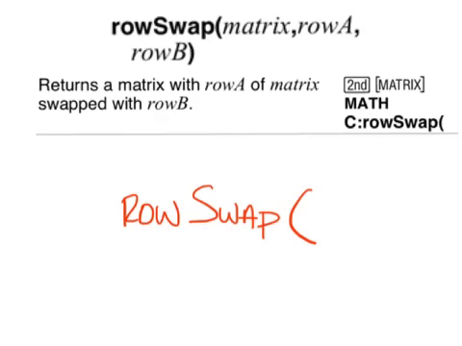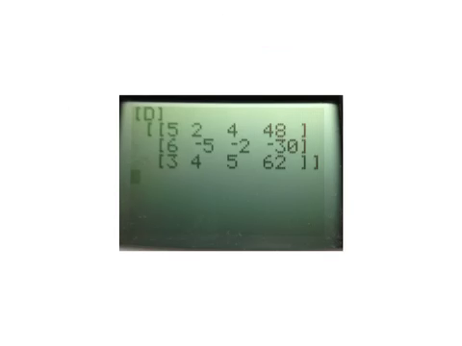Example number 7. The row swap, and it does exactly what it says. It's going to swap rows within a matrix. First, you have to identify the matrix you want this to happen in, and then identify the two rows. And you're not going to type the letter A or B. That's only an algebraic way of referencing the rows. You're going to type in the row number. For example, row 1 swapping with row 2.